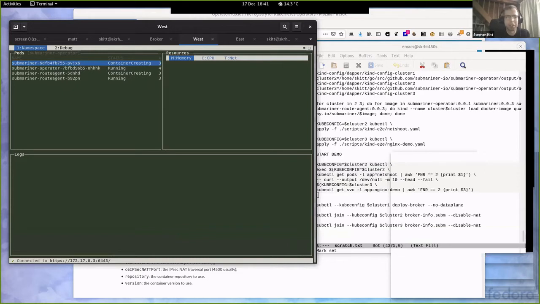And so maybe while we wait for all the containers to come up, it doesn't usually take this long. Are there any comments about the general approach? Questions?